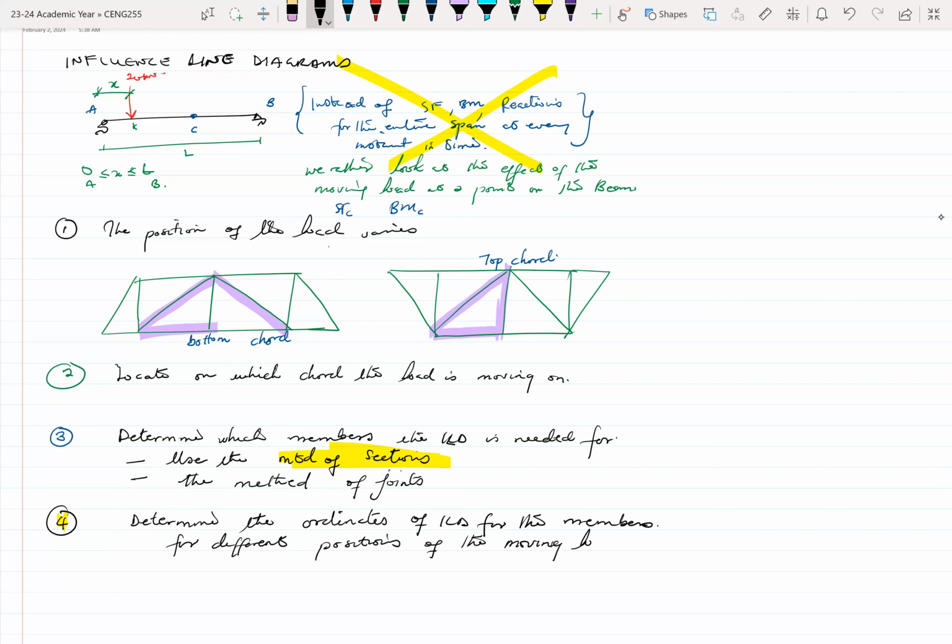But here we use a 1 kilonewton moving load. So even if the actual load is 20 kilonewtons, we'll prefer to use a unit load and draw the influence line diagram based on that unit load. Then from there, use that information and the 20 kilonewton load to determine important values like the reactions, like the shear, like the bending moment. Okay.